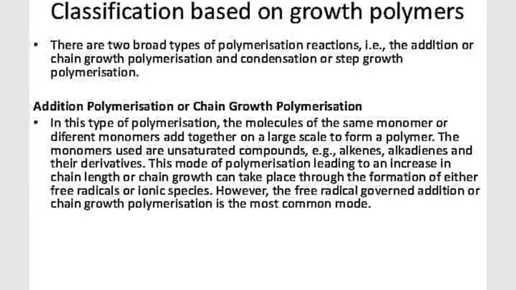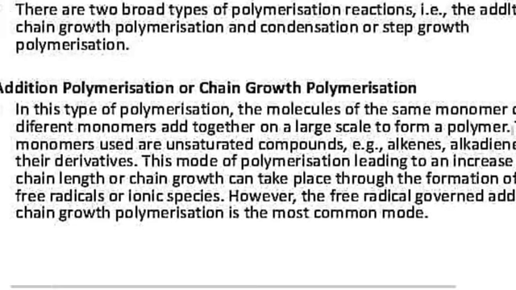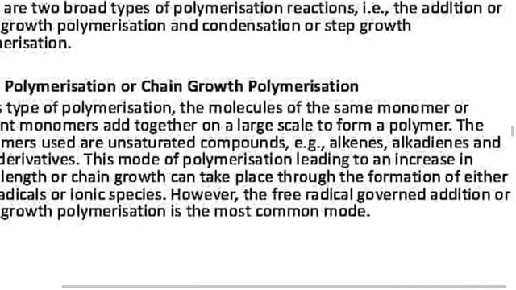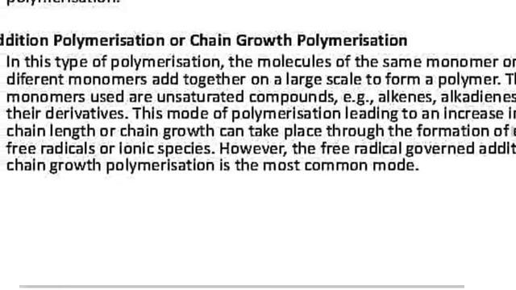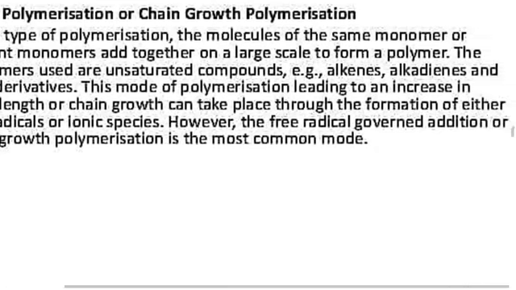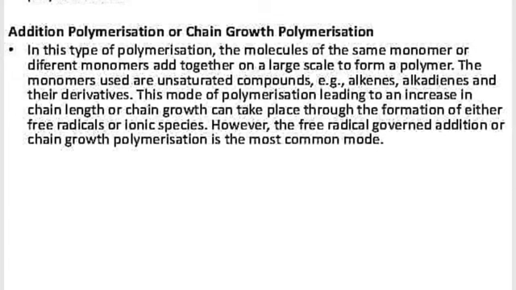Now classification based on growth of polymers. There are two broad types of polymerization: addition or chain growth polymerization, and condensation or step growth polymerization. Now we shall see addition polymerization, which is chain growth. In this type of polymerization, molecules of the same monomer or different monomers add together on a large scale to form a polymer. The monomers are unsaturated compounds like alkenes, alkadienes and their derivatives. This mode of polymerization, leading to an increase in chain length or chain growth, can take place through formation of either free radical or ionic species.